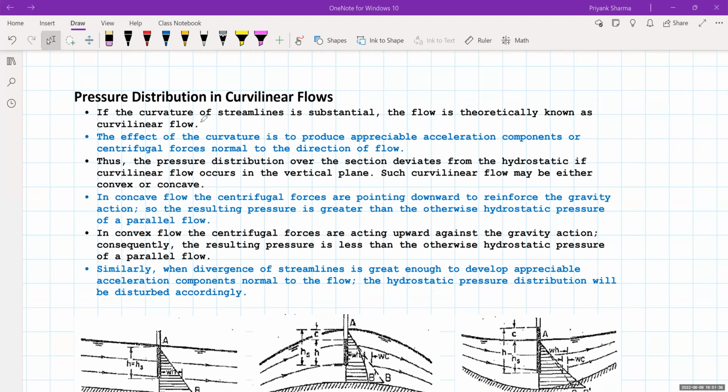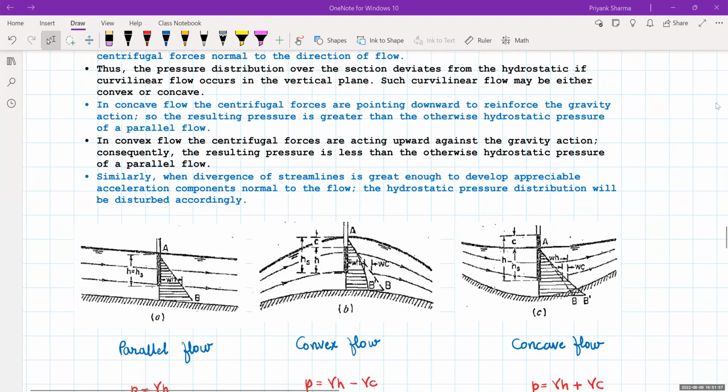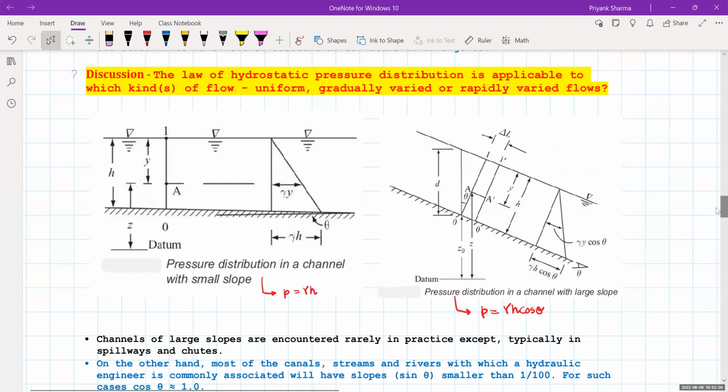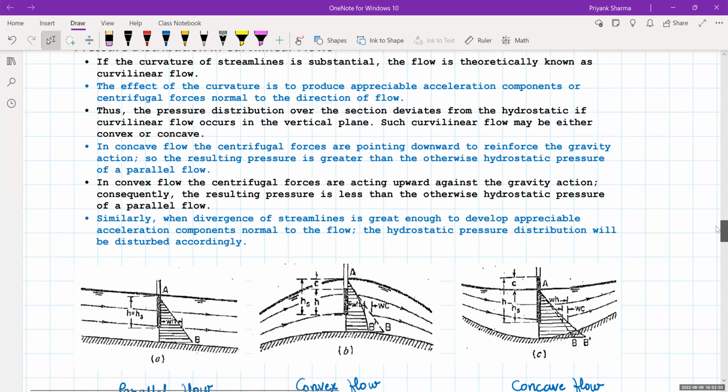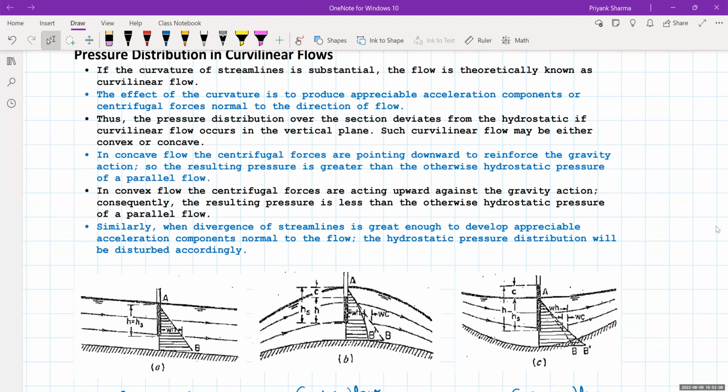Okay. So the effect of curvature would be to produce appreciable acceleration components or centrifugal forces that are normal to the direction of flow. So the curvature will induce additional acceleration, and that can lead to an increase in the acceleration component that is normal to the flow. Now, in that case, your pressure distribution will no longer be hydrostatic, and that depends on two cases, whether your curvature is convex or concave.